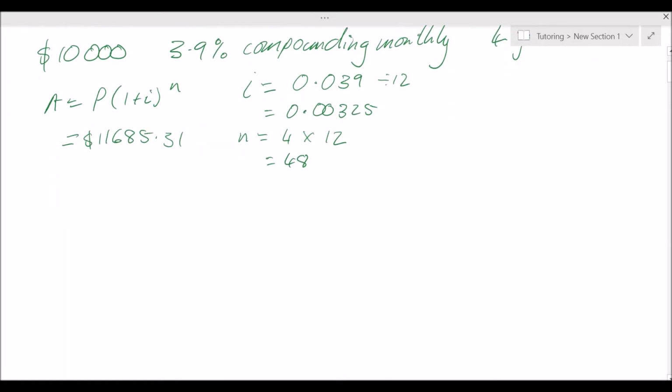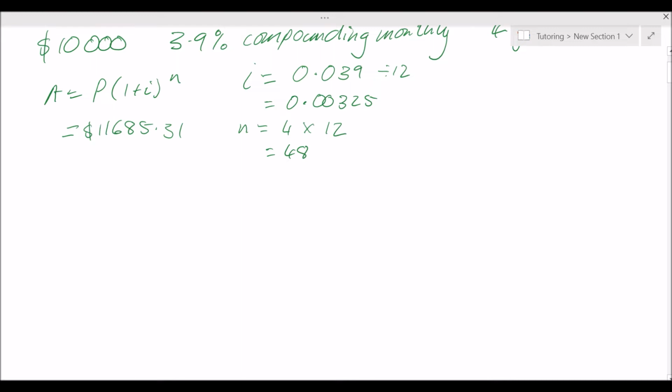So maybe you might see something like a person puts into an account $200 every month at 3.9% compounding monthly, and they do that for 4 years. Well, that's what we call an annuity. And even better still, this is known as the deposit phase of an annuity.